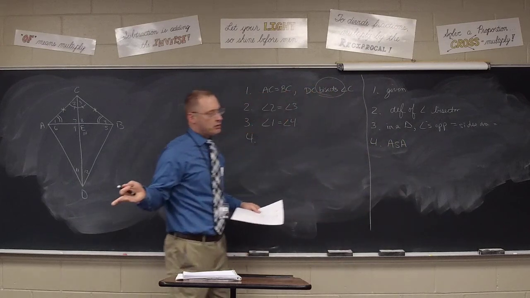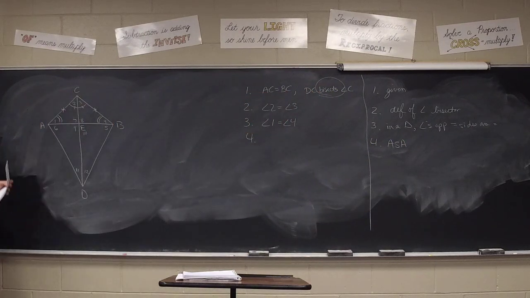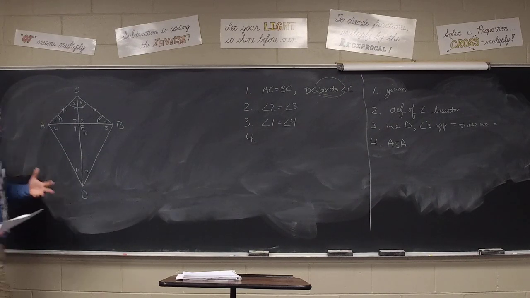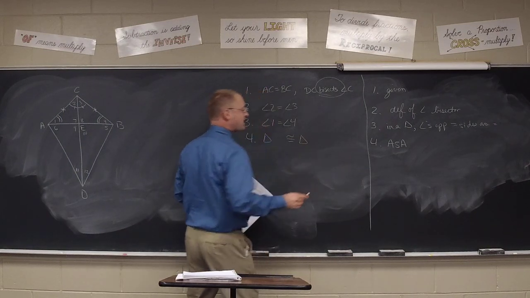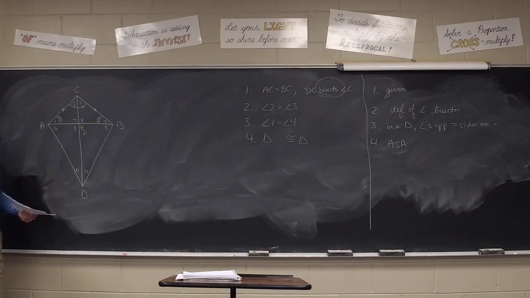Lana, what do we use angle, side, angle for? That's a way we prove congruent triangles. It's a way we prove triangles congruent. So if you see ASA, you know you're going to have some triangle congruent to some other triangle. The question is, which 2 triangles are congruent?